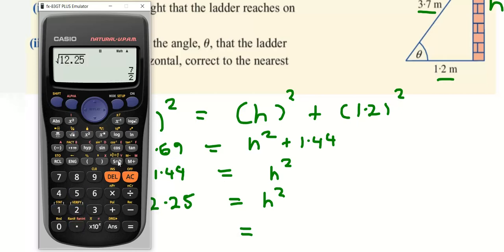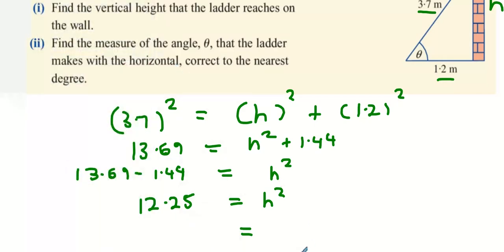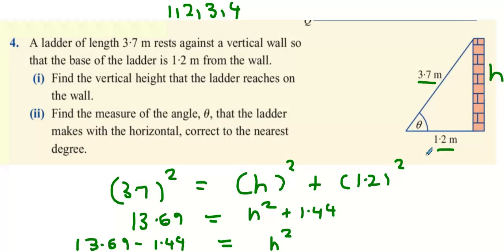And 12.25, square root that, and you get 3.5. So your height is 3.5. Okay, next thing we need to do is get the angle.